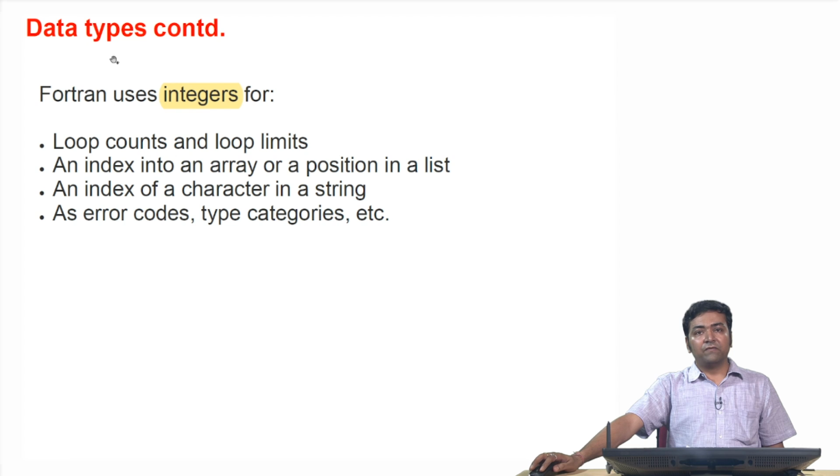Now, when are Fortran integers typically used? Fortran integers are used typically for the following cases. For example, if I want to have a counter over my loop, we will see what I mean by a loop shortly, or if I put an end to the loop, then one typically uses Fortran integers. Then if we want to refer to an index in an array, or a position in a list, or an index in a character string, or for error codes and different types of categories. These are the typical scenarios where one uses Fortran integers.